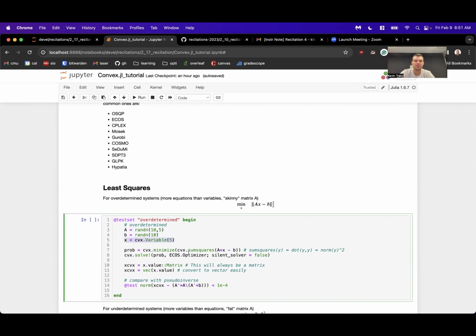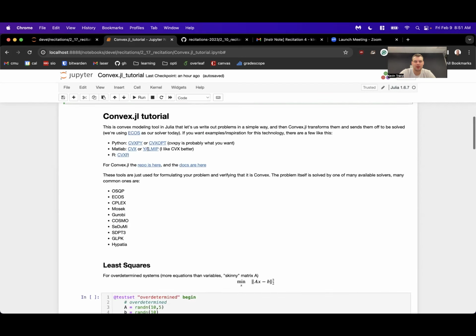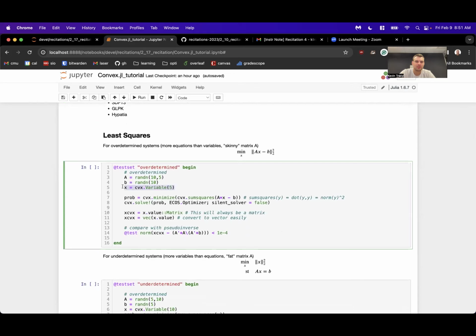with this cvx.Variable. And again, I imported Convex as cvx, which you don't have to do, but I like doing. So this is how I create a variable that says I want to solve for a length 5 vector. I want to minimize sum squares. So again, sum squares is the same as norm squared or dot of the vector times itself. If I use either of these, it'll complain. It'll say, I don't know what to do with that. So you have to specify it in sum squares. Then I solve the problem. Silent solver false just means give me the output as you're solving it.